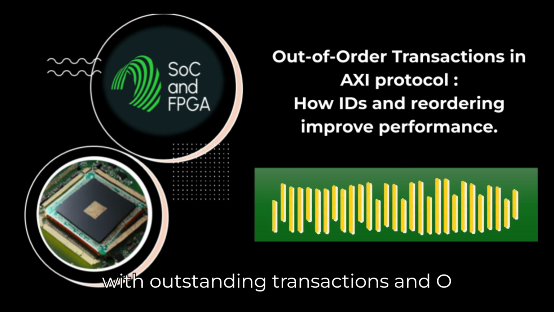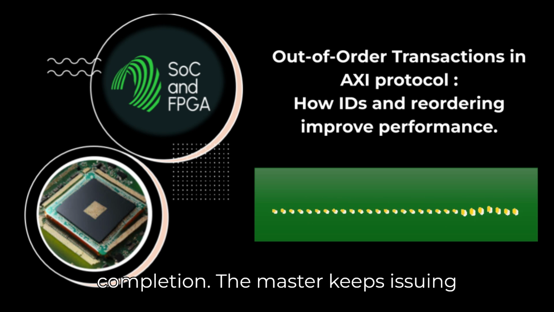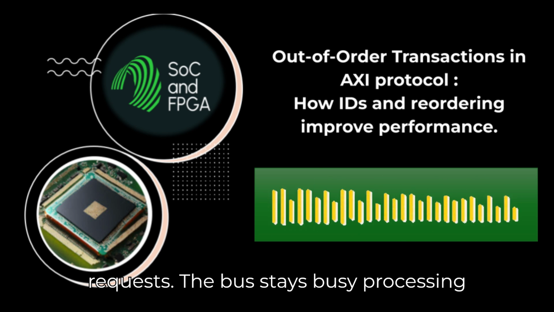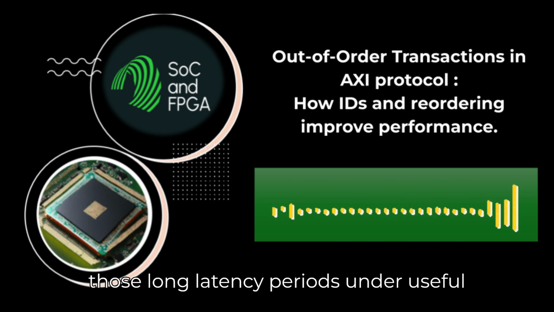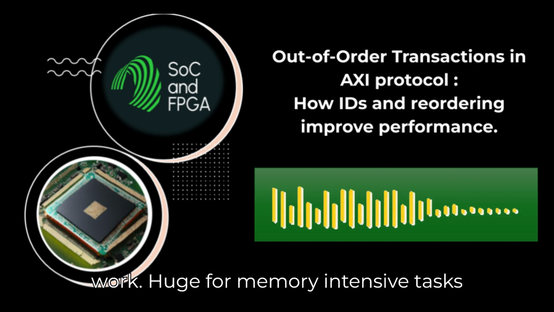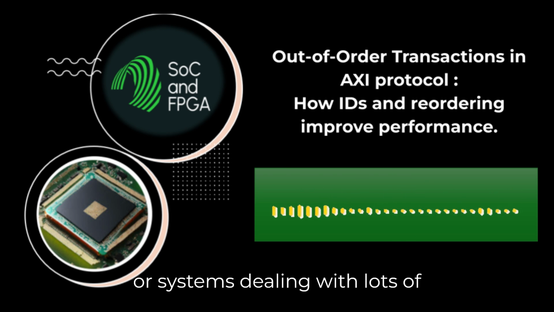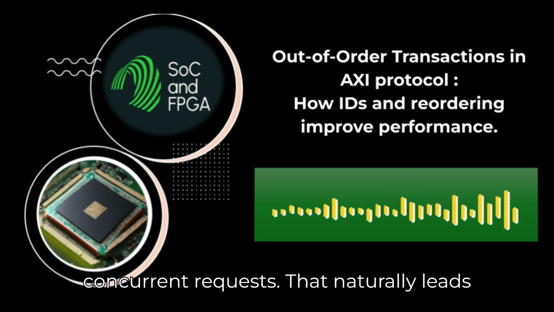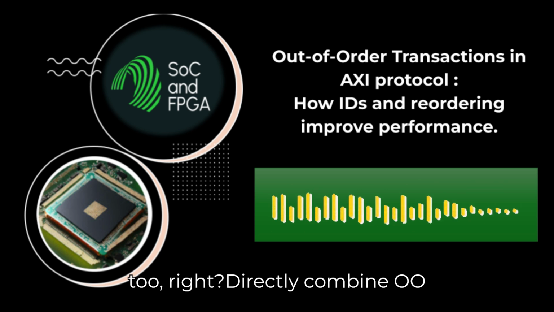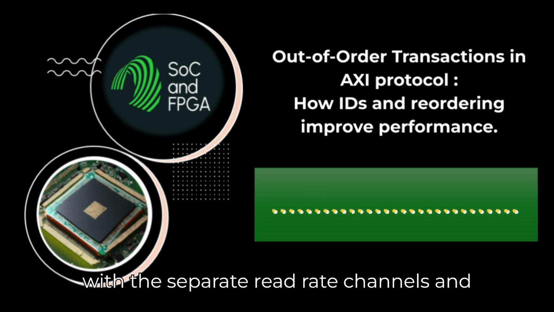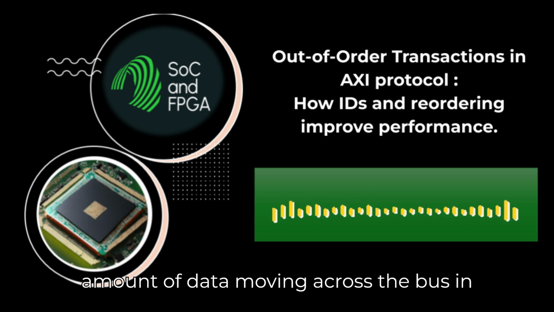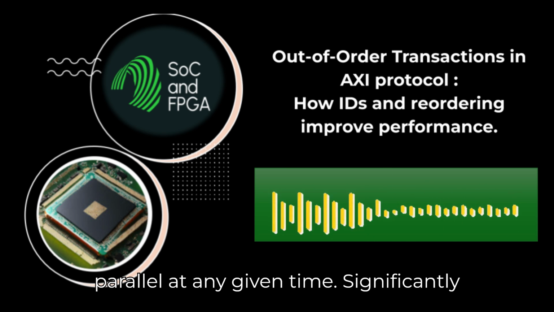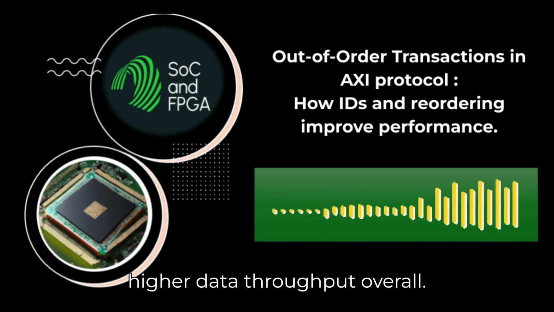But with outstanding transactions and out-of-order completion, the master keeps issuing requests, the bus stays busy processing other transactions, effectively hiding those long latency periods under useful work. Huge for memory-intensive tasks or systems dealing with lots of concurrent requests. That naturally leads to increased throughput and parallelism too, right? Directly. Combine out-of-order with the separate read-write channels and burst transfers, and you're maximizing the amount of data moving across the bus in parallel at any given time. Significantly higher data throughput overall.